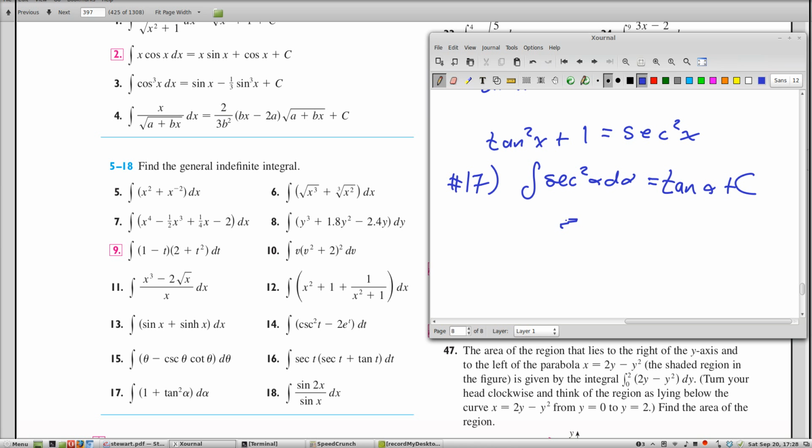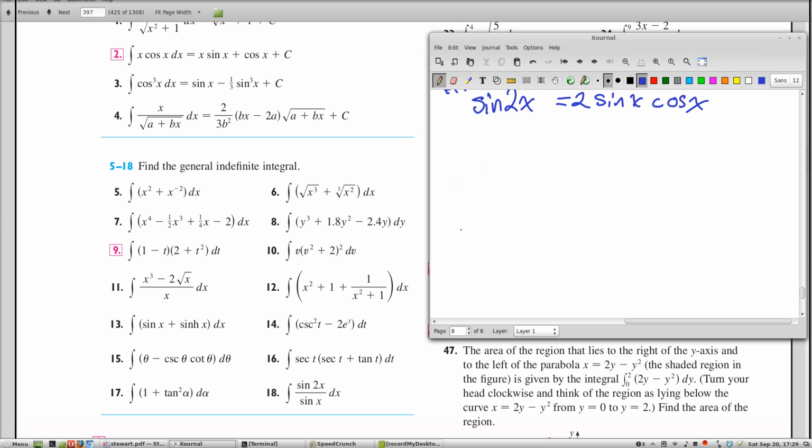Number 18 is using this trick that I said Stewart loves, and it frequently does good things. Sine 2x is equal to 2 sine x cosine x, and you can see that if you use that trick in number 18, then the sines cancel, and it's just asking you for the antiderivative of cosine.